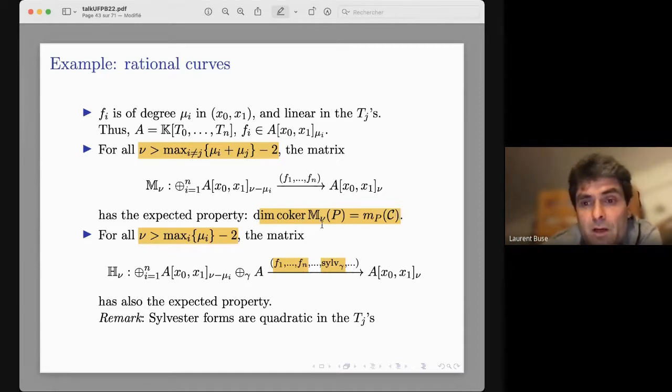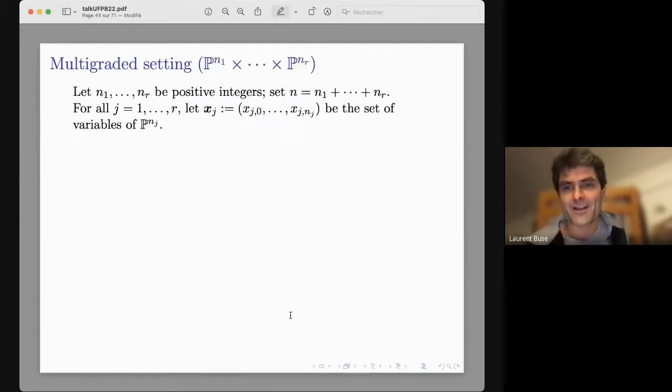The important remark is that if you look at this matrix, it is made of linear forms in the Ti's. This is very classical. And what the Sylvester forms do is that they add some quadratic equations in the Ti's in the matrix. So if you think about the Rees algebra, for instance, it gives you a quadratic equation of the Rees algebra that appears in this list of equations, whereas before it was only linear equations, so equations of the symmetric algebra. I hope that everything was clear up to there.